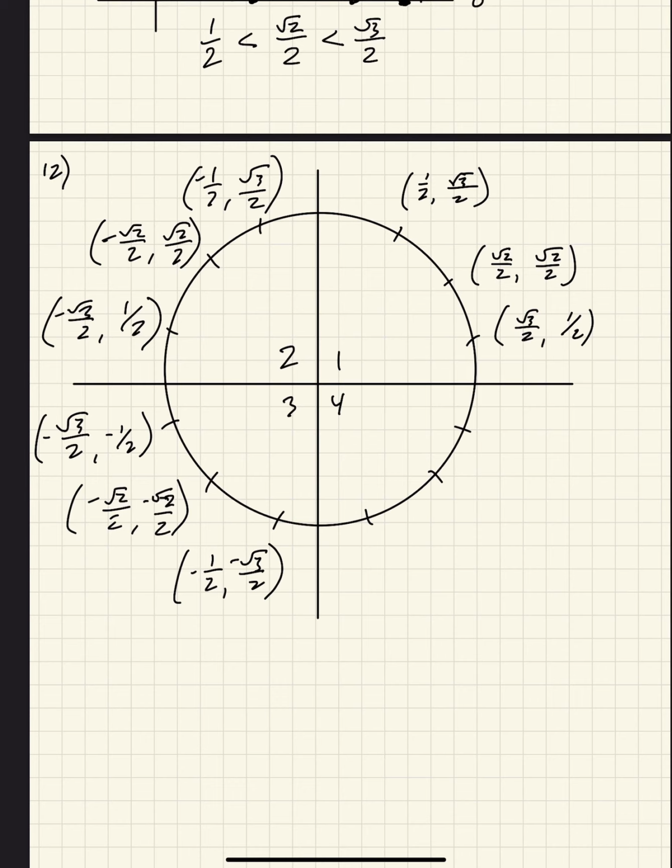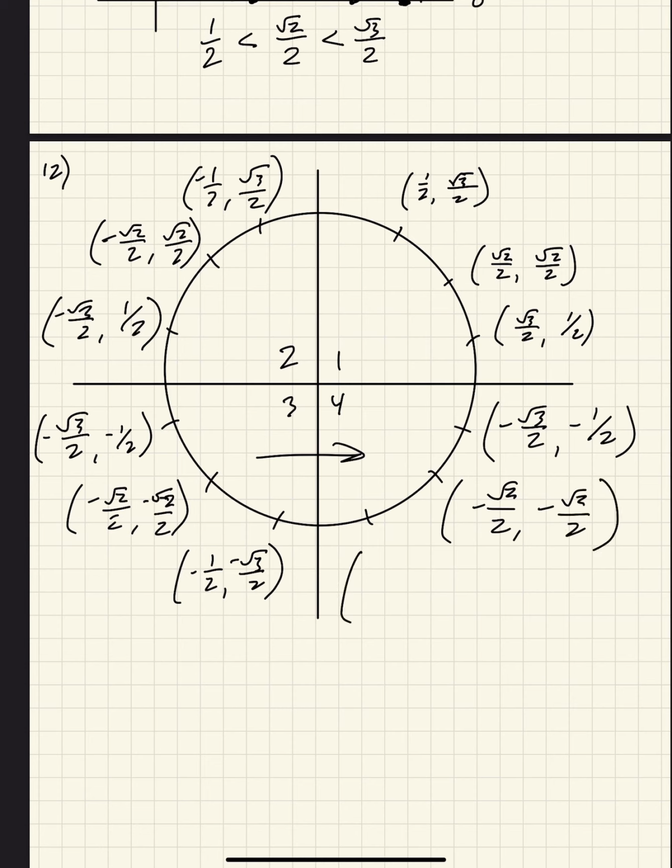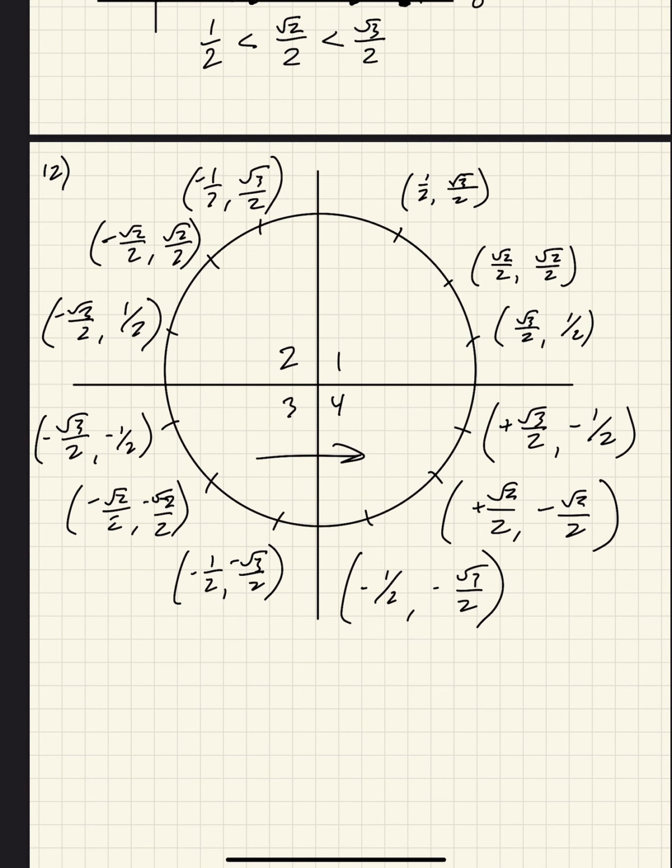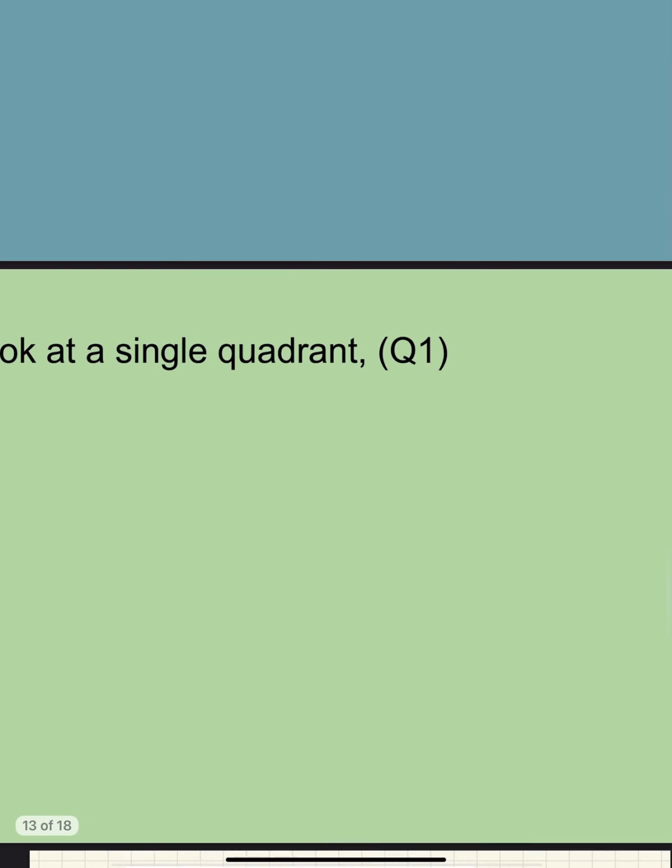And finally, we're just going to flip quadrant 3 onto quadrant 4. So here we have negative root 3 over 2, negative 1/2. Here we're going to have negative root 2 over 2, negative root 2 over 2. And here we're going to have negative 1/2, negative root 3 over 2. But again, we have to account for the fact that in quadrant 4, we should have positive x values and negative y values. So let's just make our x values positive. And there we go. We have the full table here.